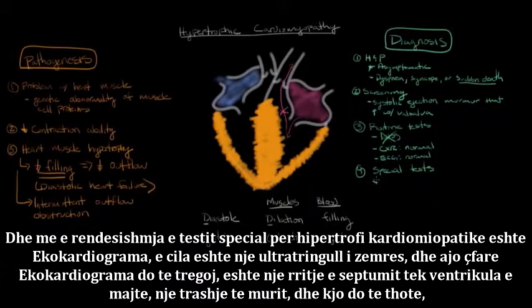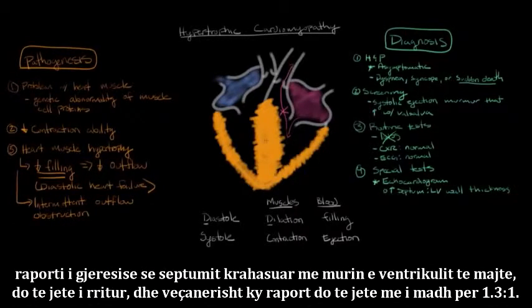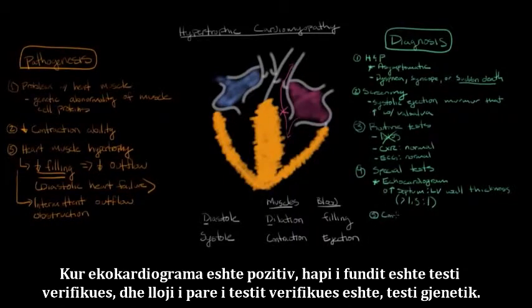And the most important special test for hypertrophic cardiomyopathy is an echocardiogram, which is an ultrasound of the heart. And what the echocardiogram is going to show is an increased septum to left ventricular wall thickness ratio. So what that means is the ratio of the width of this septum compared to the left ventricular wall out here is going to be increased. And specifically, this ratio is going to be greater than 1.3 to 1.